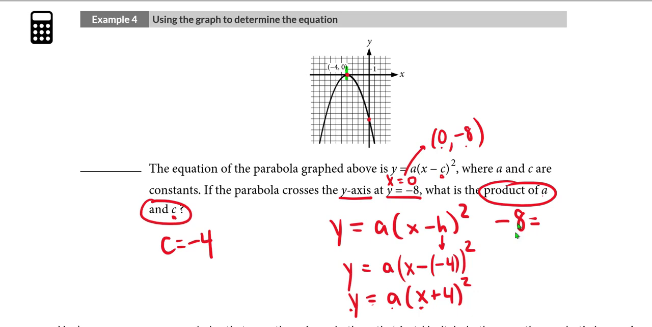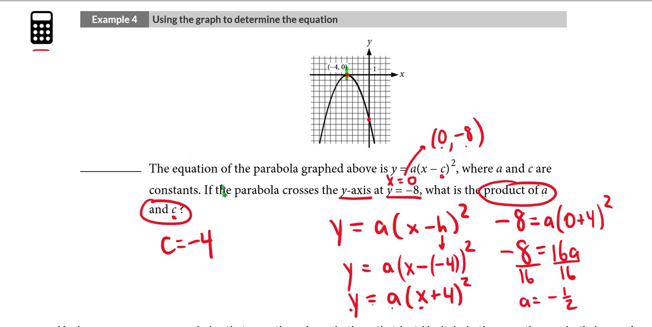Negative 8, I'm just substituting that y value in for y, equals a(0 plus 4) squared, where I'm just substituting that 0 value in for x. And now this is just a very simple basic algebraic equation. 0 plus 4 is 4. 4 squared is 16. So I've got negative 8 equals 16a. I'm going to divide by 16. I'm writing all my intermediate steps here. I've got a equals negative 1/2. Just flipping the two sides there.